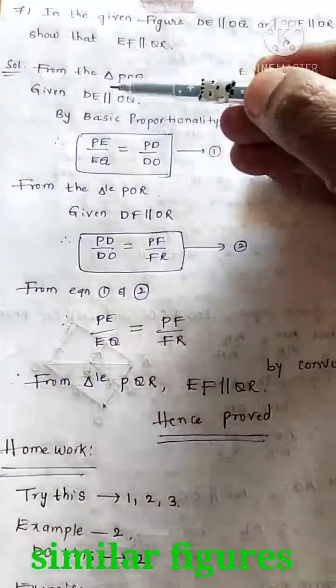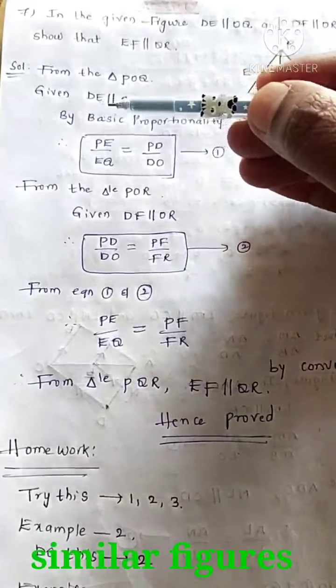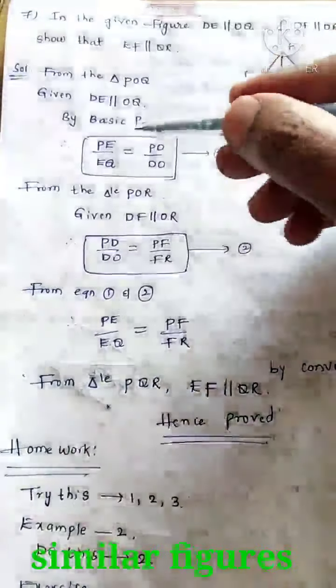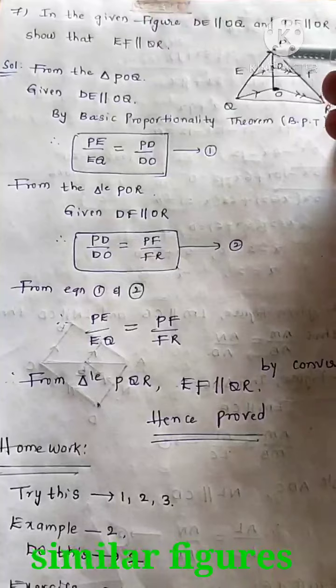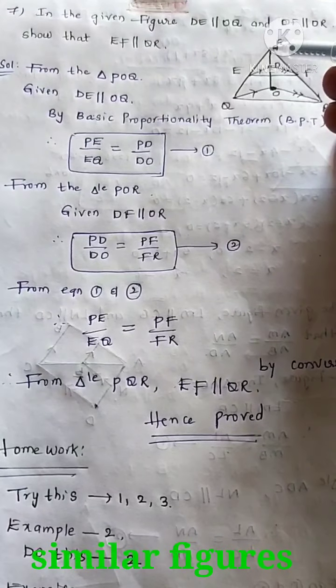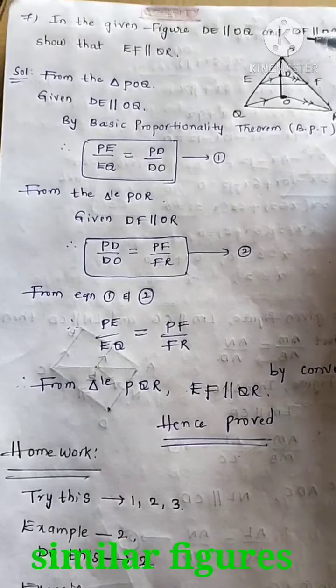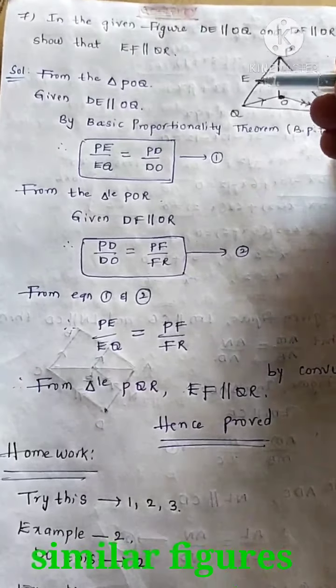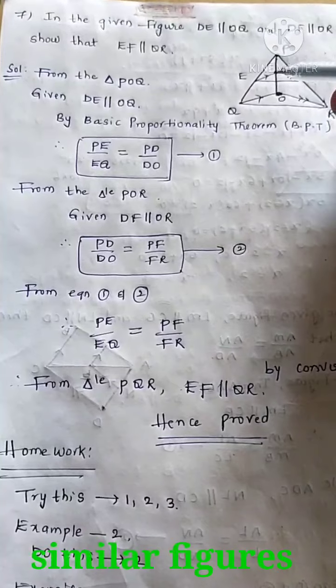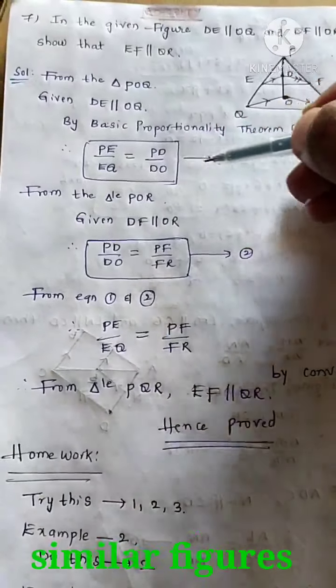And from the triangle POQ, given DE is parallel to OQ, by the basic proportionality theorem or BPT theorem, at the vertex, this is the vertex. You can write like that. The sides are proportional. PE by EQ is equal to PD by DO. This is equation number 1.